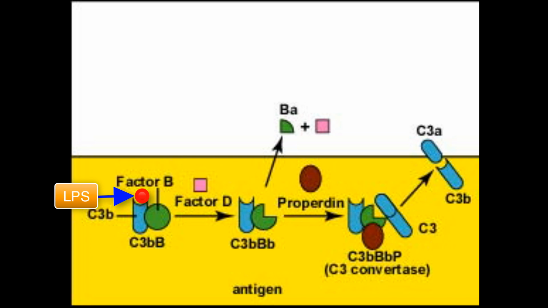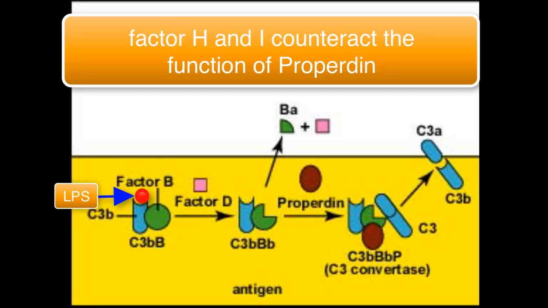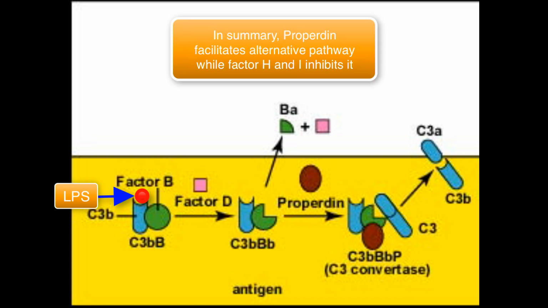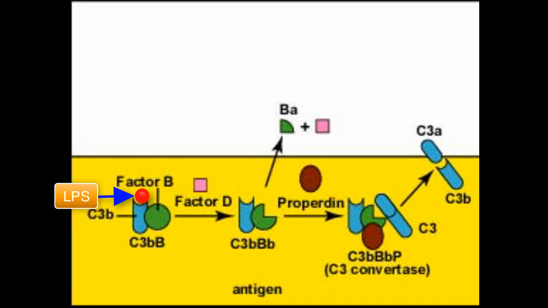But there has to be a counterbalance, and what counteracts this process will be two other proteins called factor H and factor I. Factor H will hold together this complex, C3b, Bb together, while I will cleave it constantly. So there won't be any overstimulation or understimulation of this alternative pathway. And this is about it about this pathway. So let's continue in the next video with the lectin pathway.